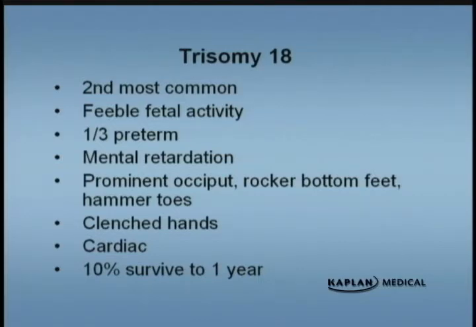They will have, on physical exam, a prominent occiput. As opposed to Down syndrome, the Down syndrome babies tend to have a shorter AP diameter of the skull. The babies with Edwards syndrome tend to have a prominent occiput. They also have what's known as rocker bottom feet and what's known as a hammer toe. We'll show you a picture in a second. The hands tend to be clenched with the fingers overriding each other. And typically, it's the fifth finger over the fourth and the second over the third.